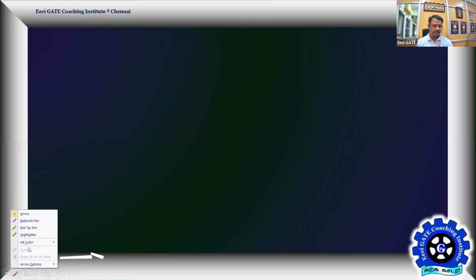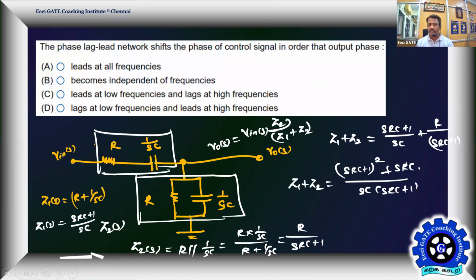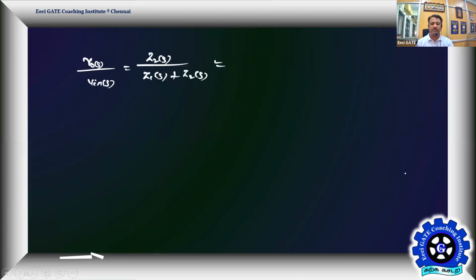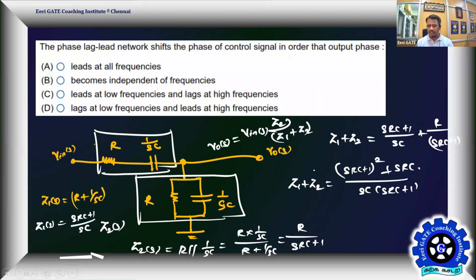So what is the transfer function? V naught of S by V in of S will be Z2 of S by Z1 of S plus Z2 of S, formally. Z1 plus Z2 we already know. What is Z2? That is R by SRC plus 1. So the numerator will be R by SRC plus 1. The denominator will be Z1 plus Z2, which we already know.